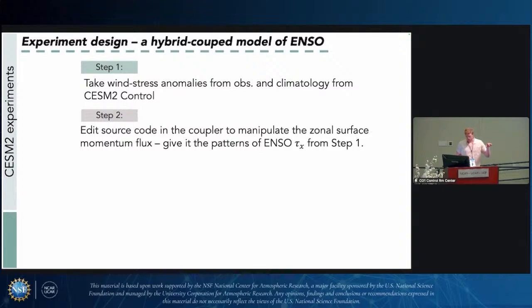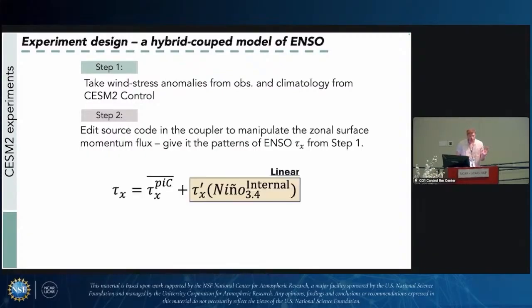We edit the source code in the coupler, so we're manipulating zonal momentum flux. When the atmosphere is communicating that momentum flux to the ocean, we intervene and say, no, please use the pattern that we are prescribing rather than what you would normally do.